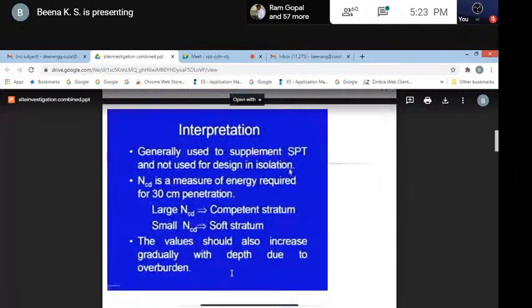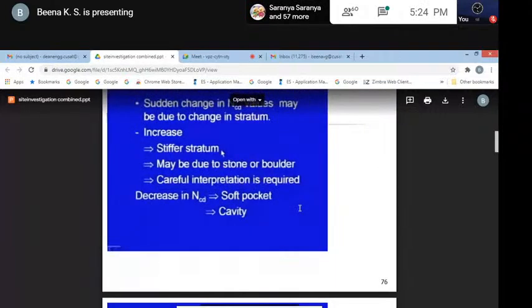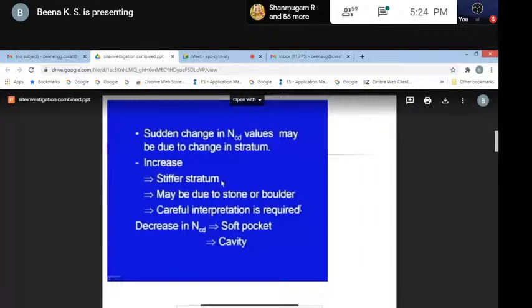Generally, it is used to supplement SPT and not for design in isolation. It alone is not taken. NCD is a measure of energy required for 30 centimeter penetration, as in the case of SPT. Large NCD is a competent stratum, small NCD is a soft stratum. The values should also increase gradually with the depth due to overburden. A sudden change in NCD value is due to a change in stratum. An increase to a stiffer stratum may be due to a stone or boulder. Careful interpretation is required here also.